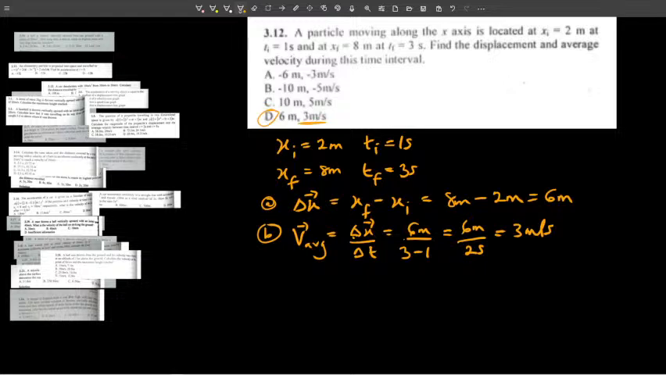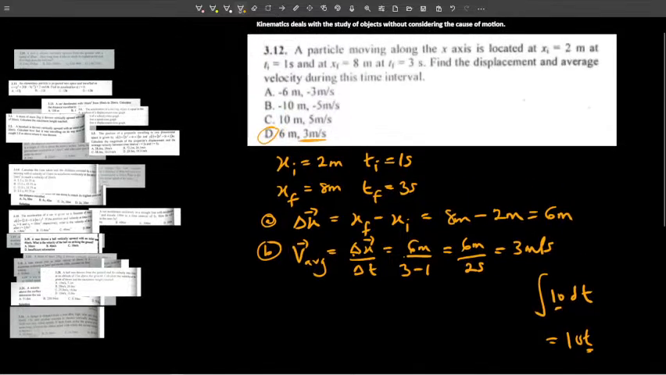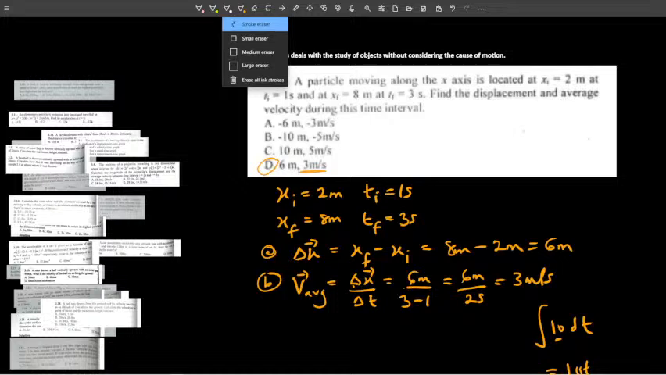Whenever you're integrating, the trick is that when you are integrating a constant like 10 dt, 10 is a constant. If you want to integrate this, it will become 10t. So integrating a constant will give you back the variable. You understand? You can just go through the video on that and all that will be clear. So next question.